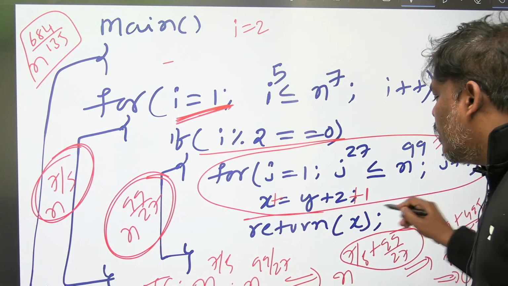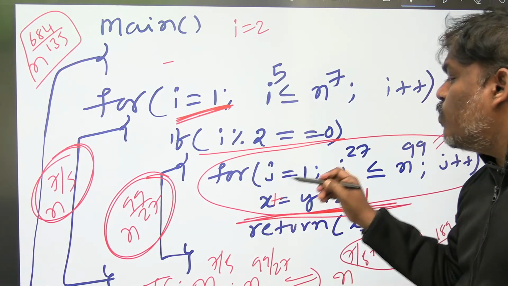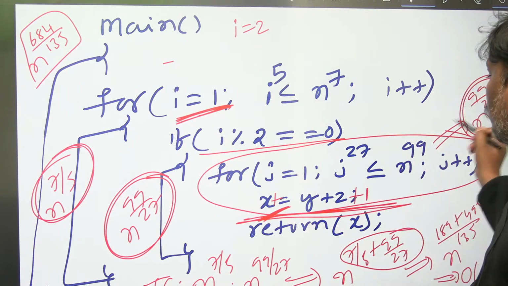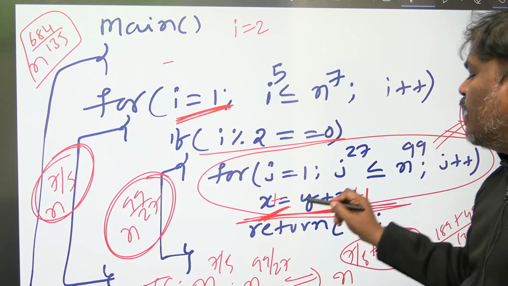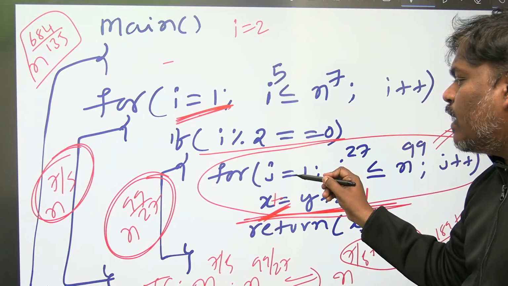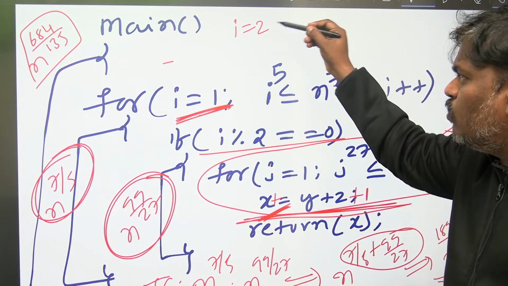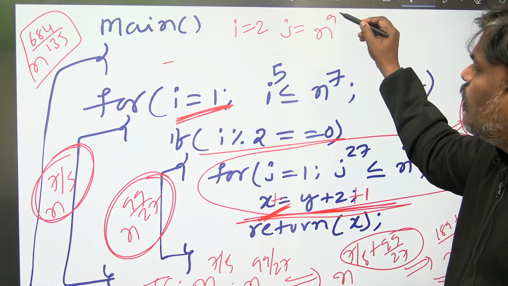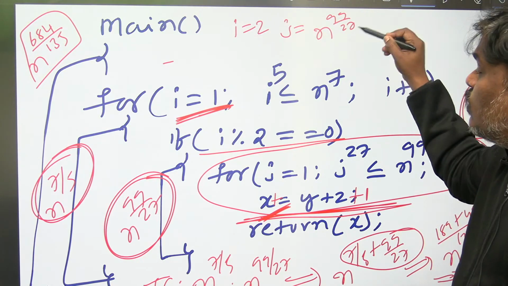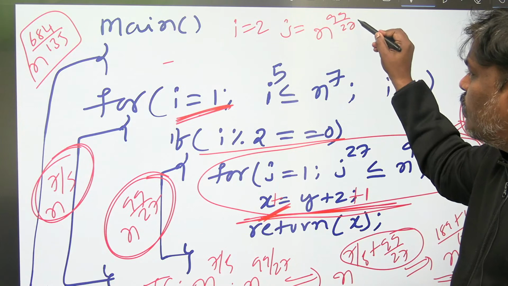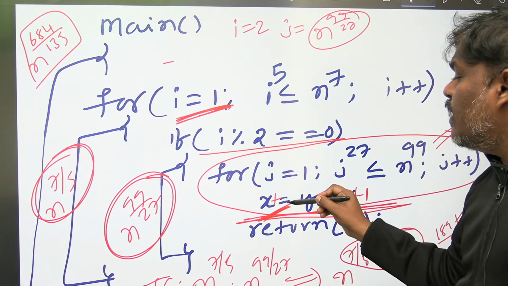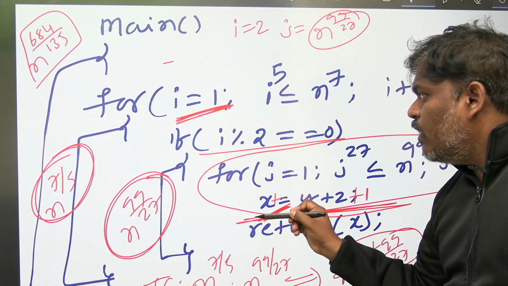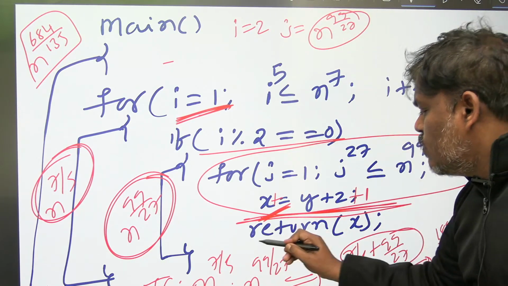Every time x will increment by 1. Suppose the j loop is repeating 10 times, the x value becomes 10. If the j loop runs 100 times, the x value becomes 100. After completion of this one, i is equal to 2, and the j loop is repeating n power 99 by 27 times. So how many times is the j loop repeating? These many times, and every time x will increment by 1. After completion of the j loop, you don't go to the next i. You will say return x.